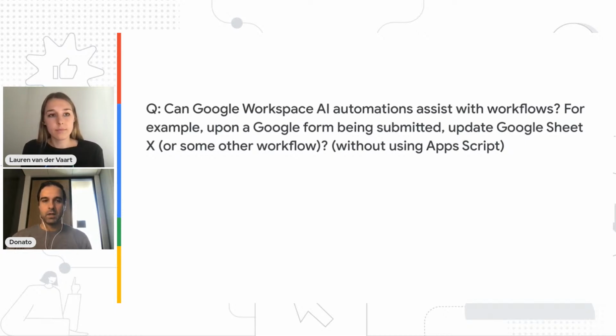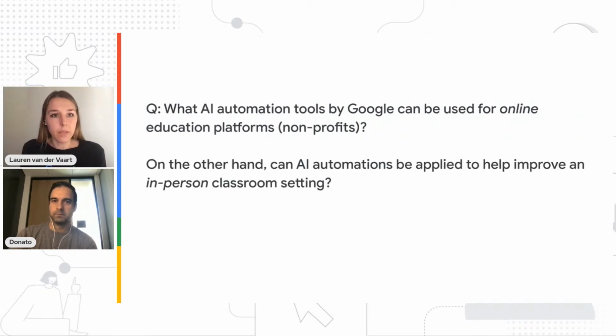And around the AppScript component, at the moment, a minimum of AppScript is always required to glue together all the components. So the AI, and the consequent actions that you want to follow after the AI analysis on it. Makes sense. Okay. What AI automation tools by Google can be used for online education platforms, nonprofits?